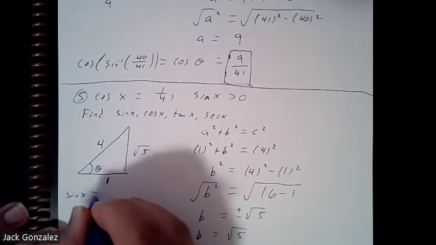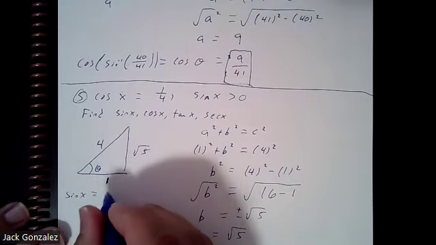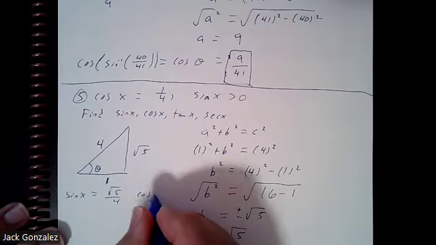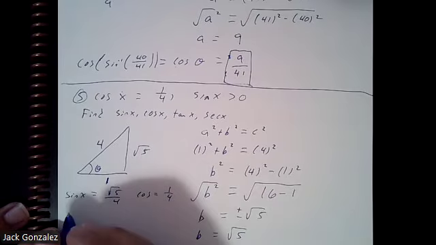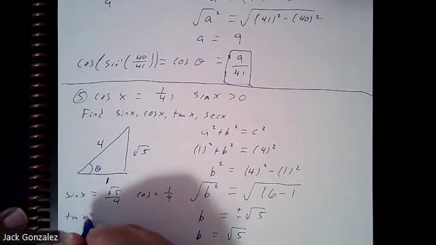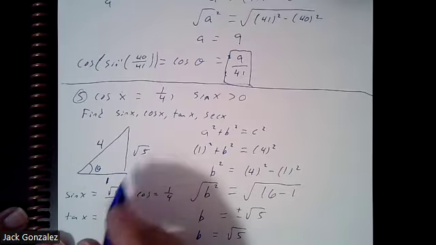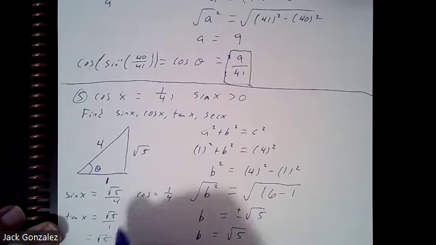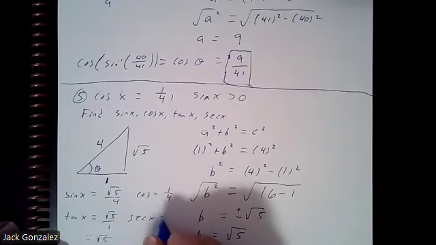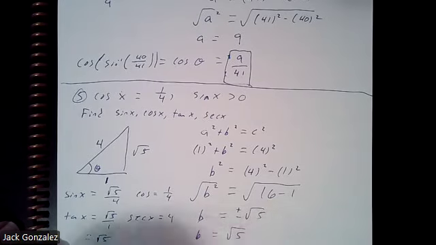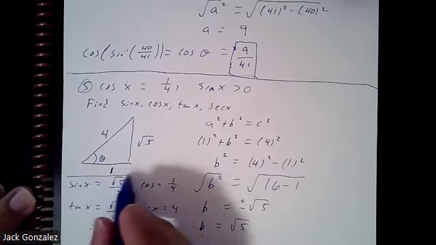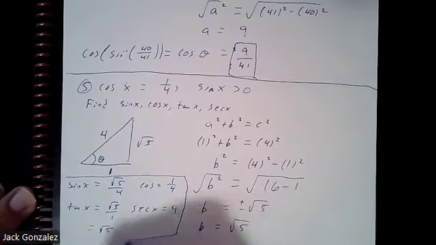Sine is opposite over hypotenuse. Cosine is already found, but there it is. Tangent is adjacent over, sorry, opposite over adjacent. Secant is just 4 over 1. And that's it. So these are your answers.